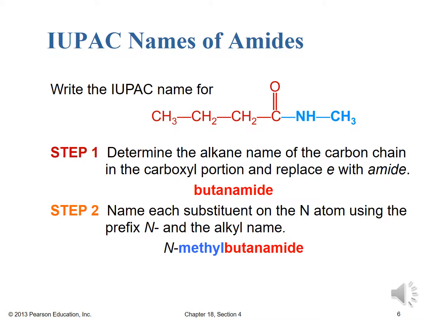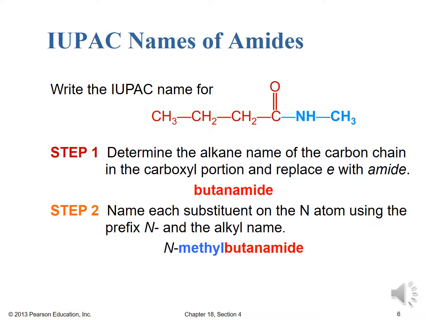Okay, so if we look at the rules, or at least the steps here for applying those IUPAC names we discussed in the previous slide, first we're going to find the alkane name of the carbon chain from the carboxyl, formerly the carboxylic acid, so up to and including the carbonyl. We replace that E that would have been the name of the alkane chain for that number of carbons with amide. So here at this particular structure, the carboxylic acid would have been butanoic acid, so it's a 4-carbon parent that would have been butane, so we take the E and put amide.